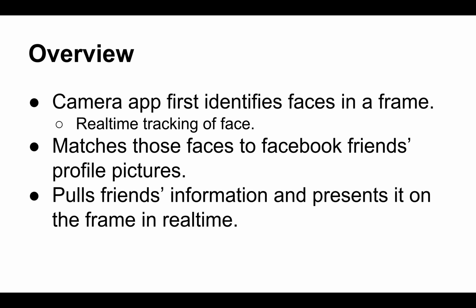The idea is that there is a camera app which identifies faces in a frame in real time using one of the OpenCV face trackers. And then we use that information to match those faces against Facebook friends' profile pictures to identify who the person really is, and then pull Facebook information about those people and present it on the frame in real time. This problem is usually known as the face verification or face identification problem.